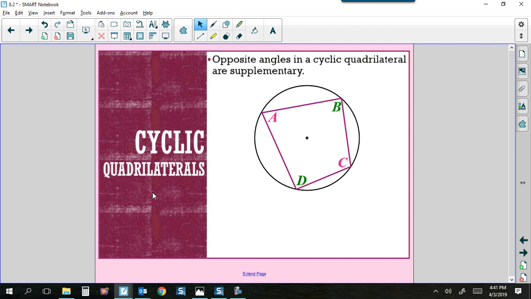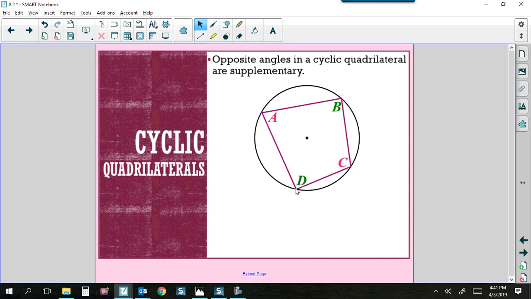Cyclic quadrilaterals are basically inscribed quadrilaterals. And for this one, angle A is going to be half of this arc because it's inscribed. Angle C is going to equal half of this arc, because it's an inscribed angle. And if you look, the ends where they're intersecting the circle are the same. So basically angle A and angle C are inscribing the entire circle.